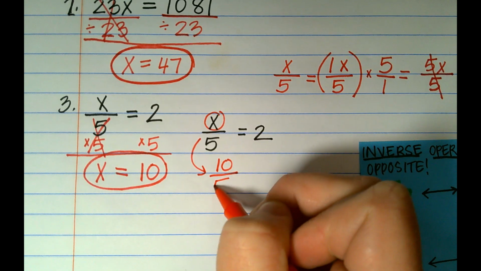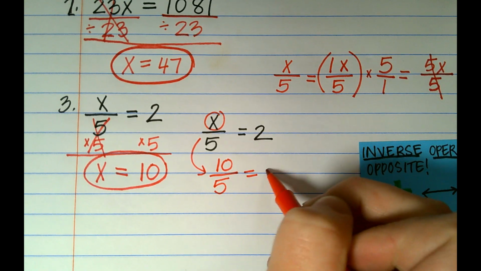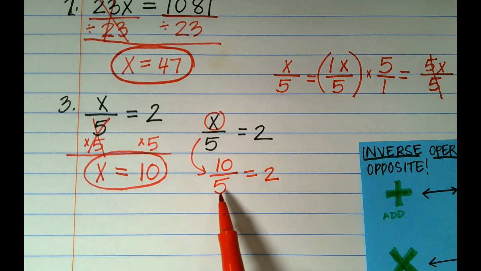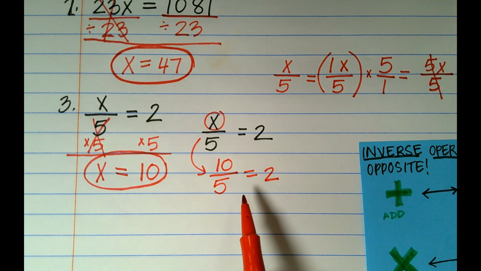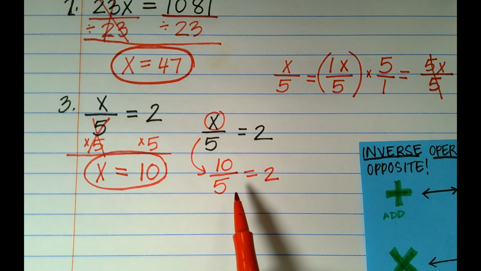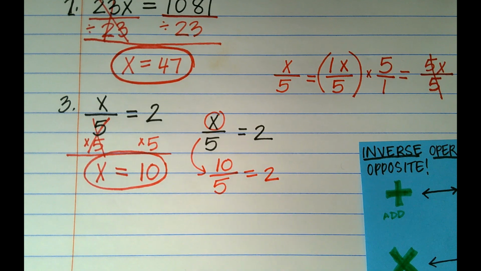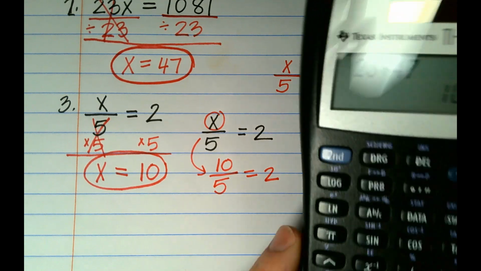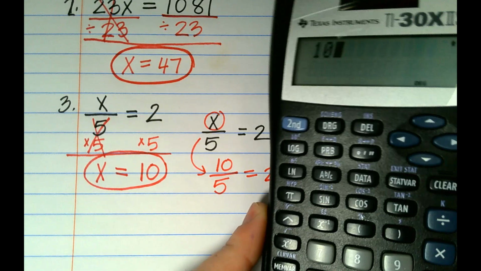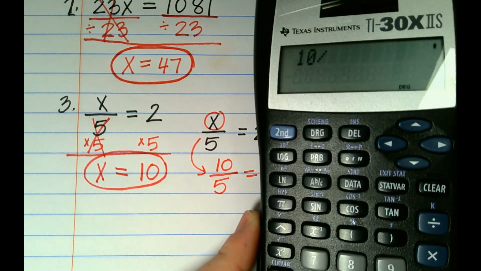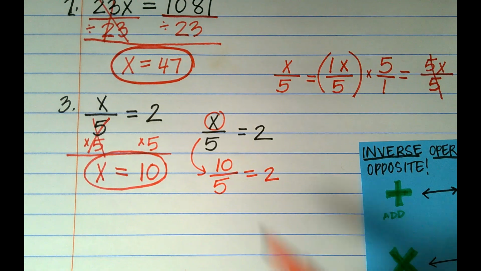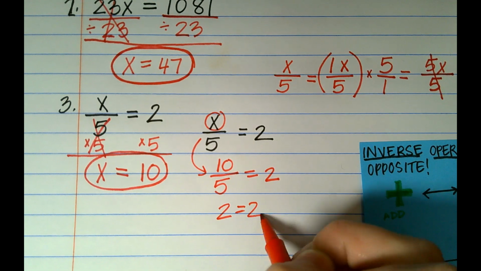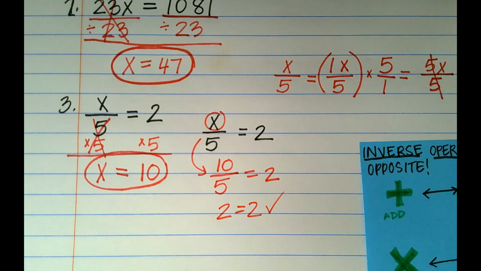So here's what I'm going to do. 10 over 5. 10 divided by 5 is 2. Is 10 divided by 5 equal to 2? Double check that. Yes, it is. Look, 10 divided by 5 is 2. So 2 equals 2. That's correct. We got the right answer.